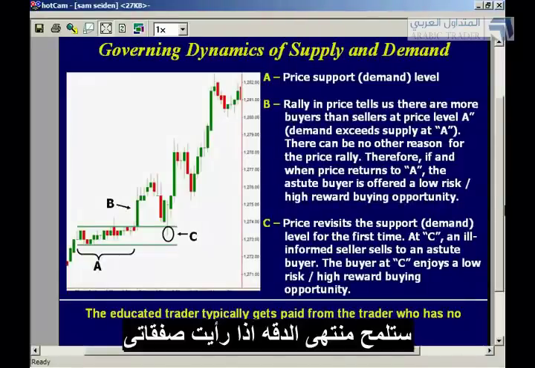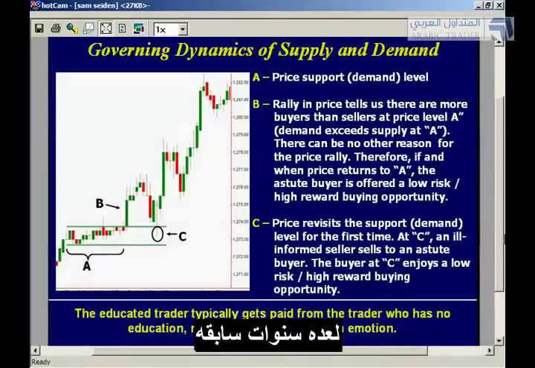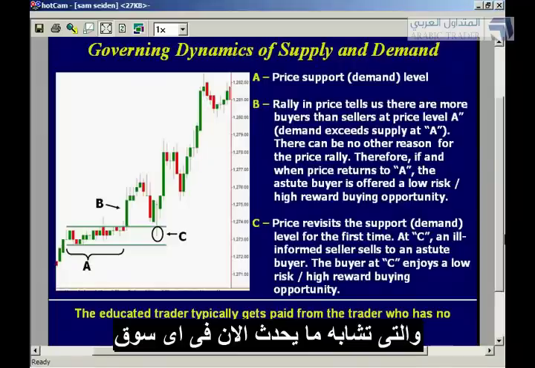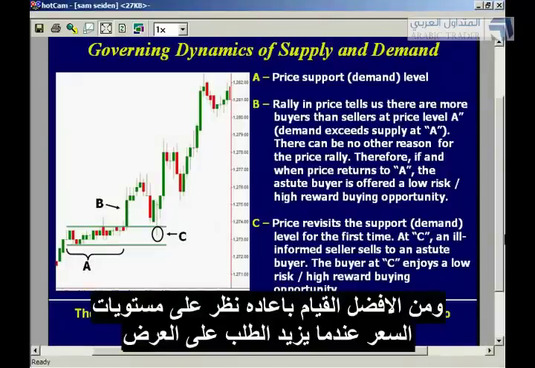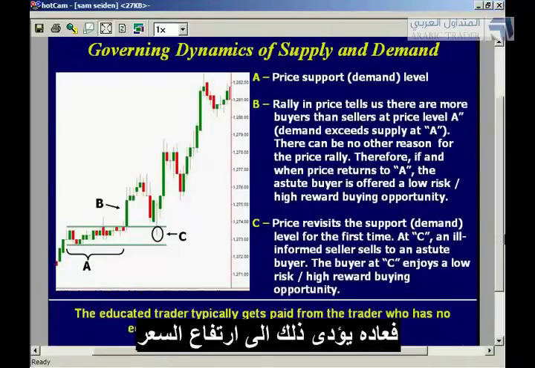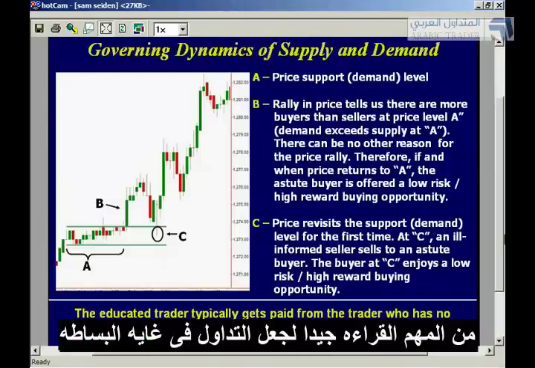Okay. Pretty simple. If you looked at my trading and looked back over the years, every single buy that I take looks exactly like this in any market. Understand at C that prices are, again, revisiting a price level where demand exceeds supply. Therefore, it's likely to rise, and it does. Let's move on here.